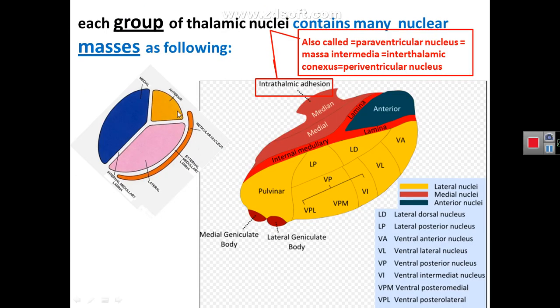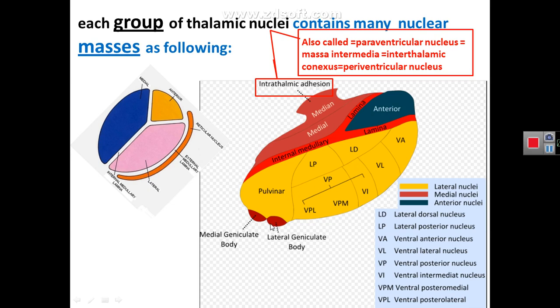Each of these three groups, the anterior group, medial group, and lateral group of thalamic nuclei divided by the Y-shaped internal medullary lamina, shows subdivisions of nuclei. The medial group is only one nucleus, which is called the medial nucleus of the thalamus. But the lateral group shows all these nuclei that are listed there. The anterior group is also a nucleus by itself.